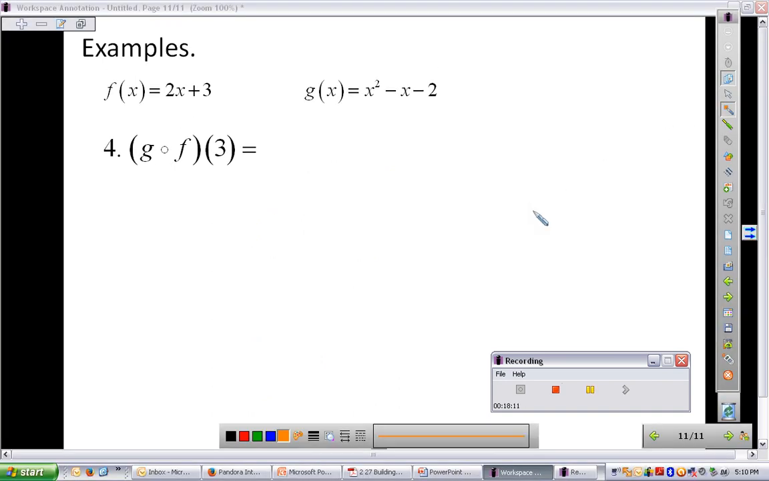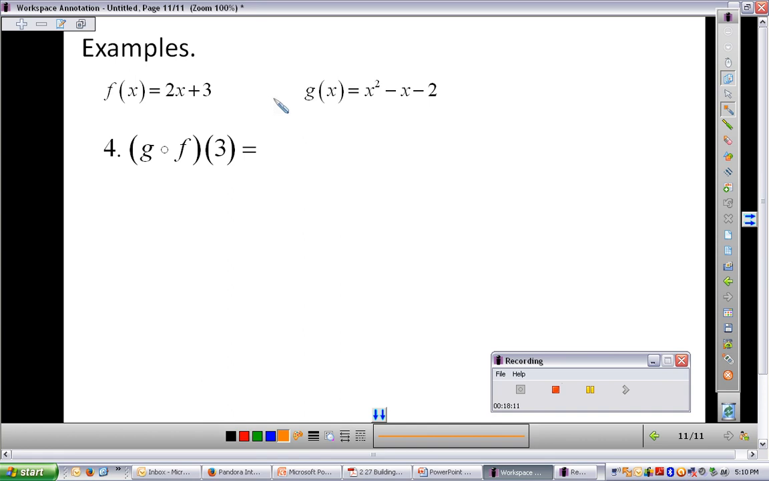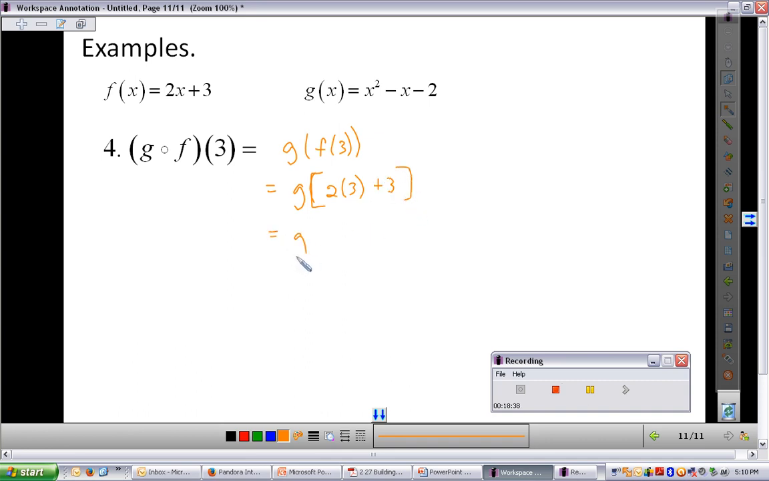Let's try g of f of 3. Again, the same number, I'm using the same functions, but we'll get a new answer this time, because I'm flipping around what comes first. So another way to think about this, again, is g of f of 3. So starting on the inside with f of 3. So I'm plugging that in for x, 2 times 3 into the f function, plus 3. 2 times 3 is 6. 6 plus 3 is 9.